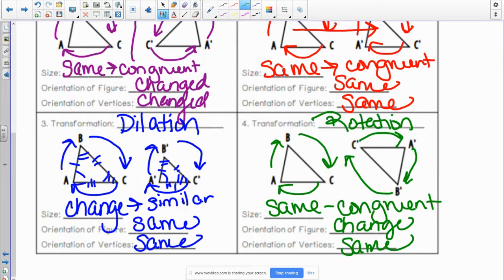So hopefully that helped you. Now you can look at your individual practice and try to do some of these on your own, now that I've explained to you the basics of transformations.